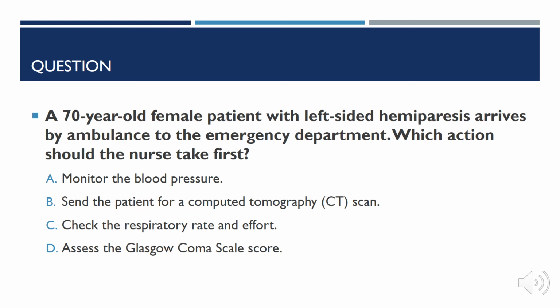Well, first, we want to check the respiratory rate and effort because we want to know if they are able to protect their airway. Are they breathing? So ABCs, then we can check their vital signs really quick and send them right down to the CT scanner.